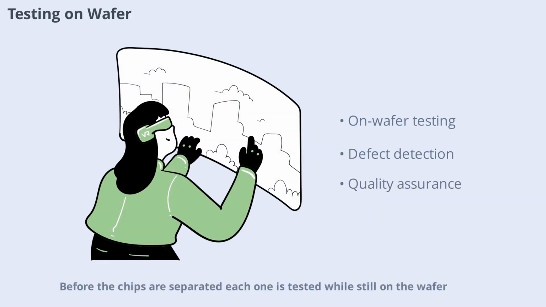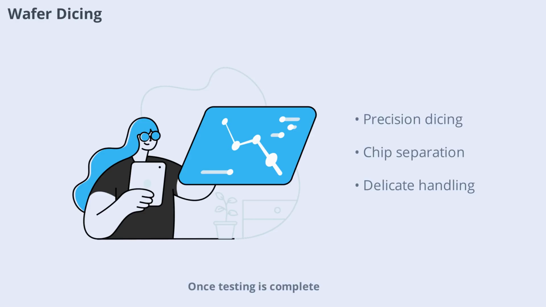Before the chips are separated, each one is tested while still on the wafer. Tiny probes touch down on each chip, running a series of electrical tests to check for defects. This step ensures that only functional chips move forward in the process, helping to maintain high quality and reliability in the final products. Once testing is complete, the wafer is cut into individual chips in a process called dicing.